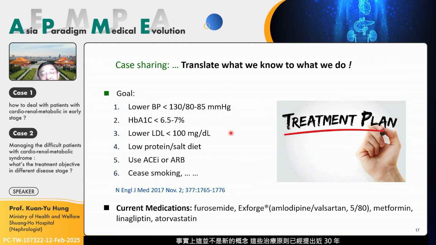Actually, this is not a very new idea. This idea has been launched for almost 30 years, and most patients did not reach the therapeutic goal, which means that we still have a long way to go to educate patients to adhere to these guidelines.